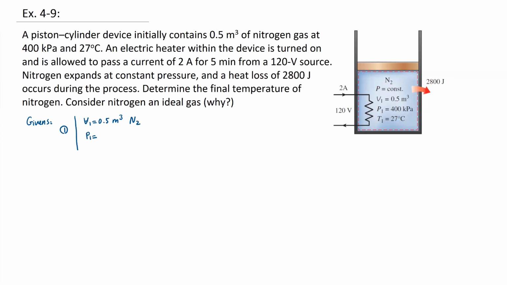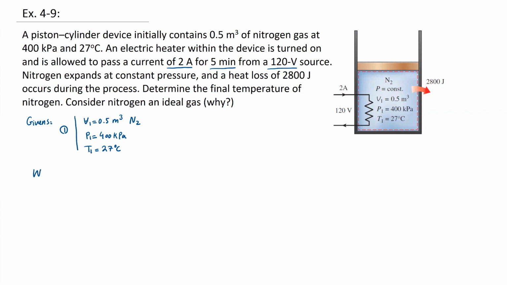Initial pressure is given, 400 kilopascal. Initial temperature is given, 27 degrees C. An electric heater within this device is turned on and is allowed to pass a current of 2 amps for 5 minutes from a 120 volt source.